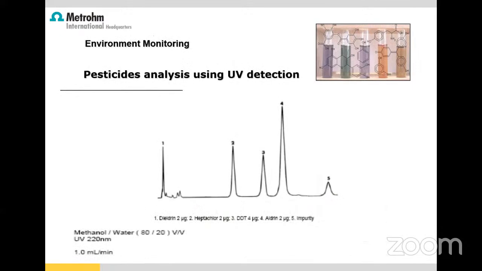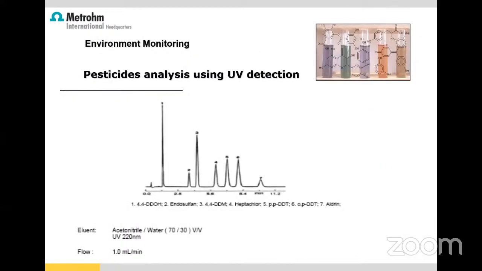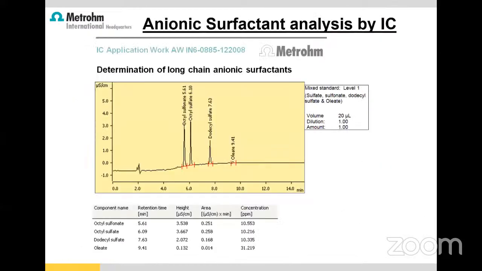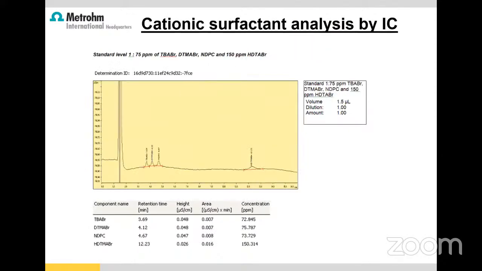Pesticide analysis. I am not projecting IC as a pesticide analyzer. If you have pesticide analysis along with the majority of the ion analysis, we can use our UV detector with a C18 column. We can use IC for pesticide analysis for some of the polar pesticides. Similarly, surfactant analysis, long chain anionic surfactants, then cationic surfactants.